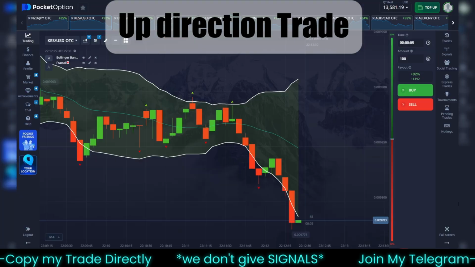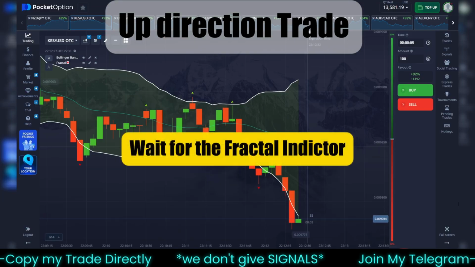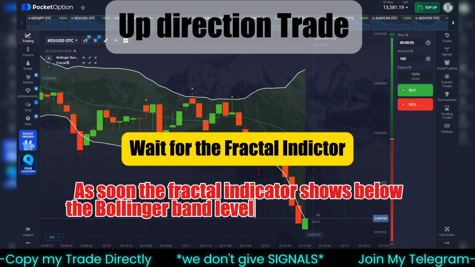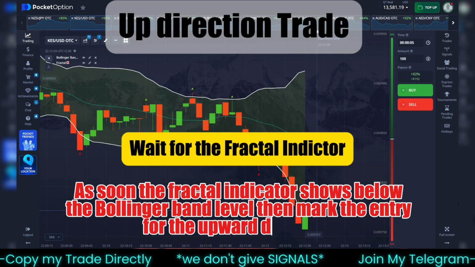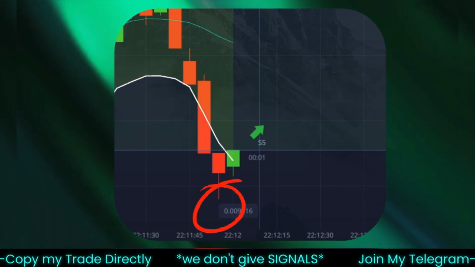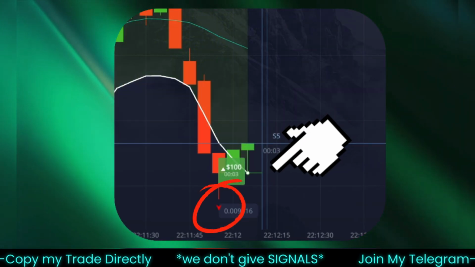The second thing you have to do is wait for the fractal indicator. And as soon as the fractal indicator shows below the Bollinger Band level, then mark the entry for the upward direction. As you can see here, as soon as the fractal indicator showed, I immediately took the entry.